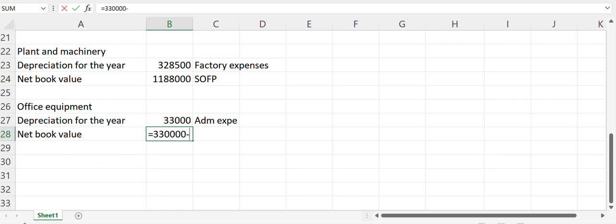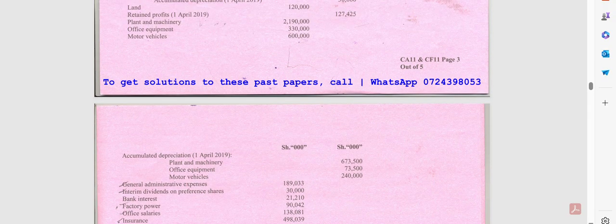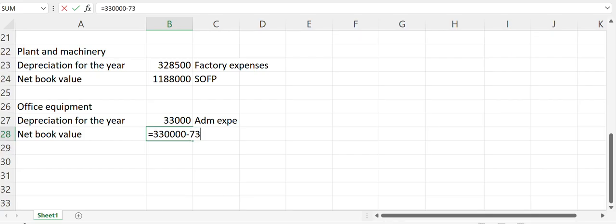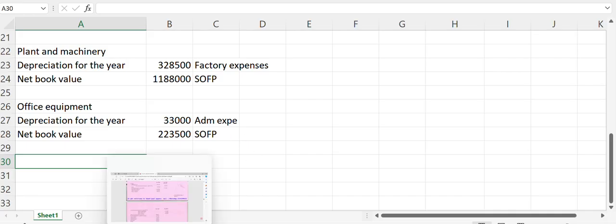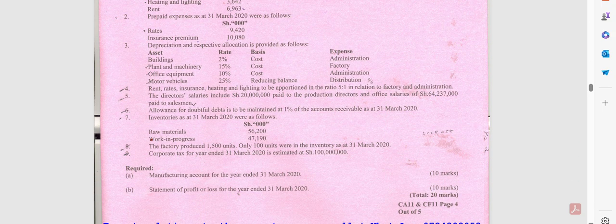We subtract accumulated depreciation. So we have to go back and check the accumulated depreciation for office and equipment, which is 73,500. Then you less the depreciation for the year, which is 33,000. So this is the net book value. Then finally, under depreciation, we have another one called motor vehicle.